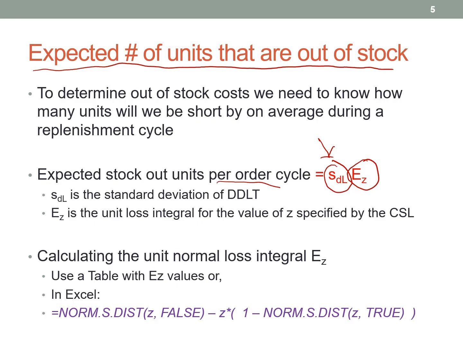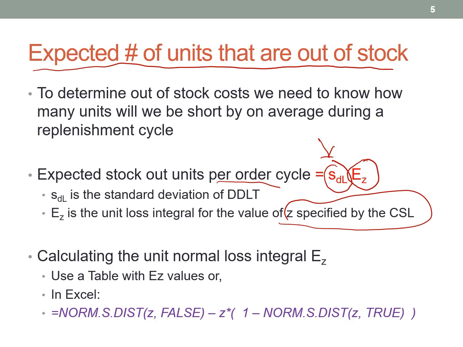So the new thing is EZ. EZ is called the unit loss integral for the standard normal distribution, and we calculate EZ using the cycle service level. Because the higher our cycle service level, the lower is the probability that we're going to be out of stock at all.